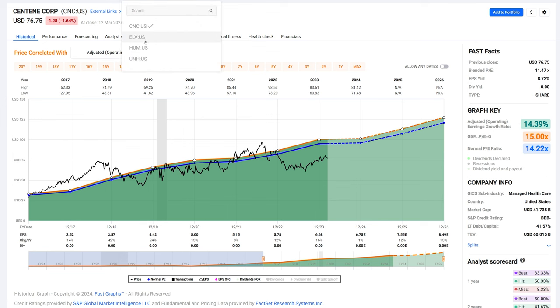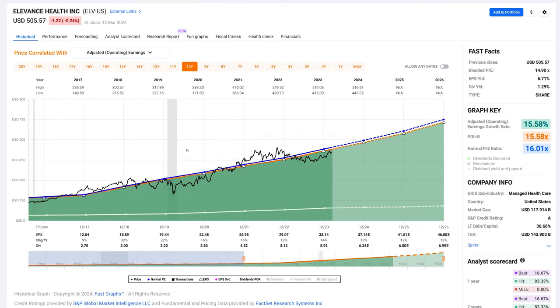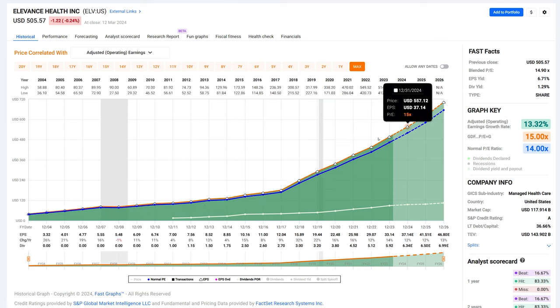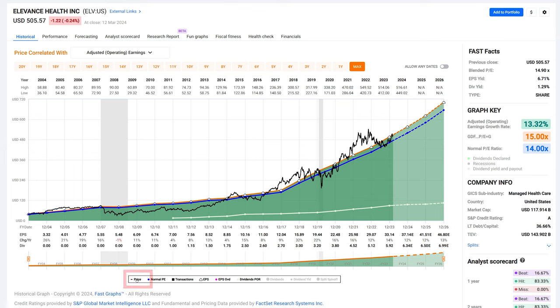Next, I want to look at Elevance, which, for disclosure, our money management firm does have a rather substantial position in, and we really like this stock. But again, I want you to note the consistency of the earnings growth and also the tight range of valuation. If I put weekly closing stock prices, the market pretty much values this at around a 15 PE.